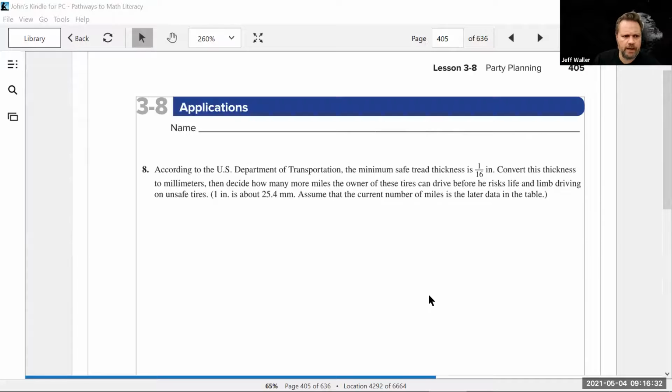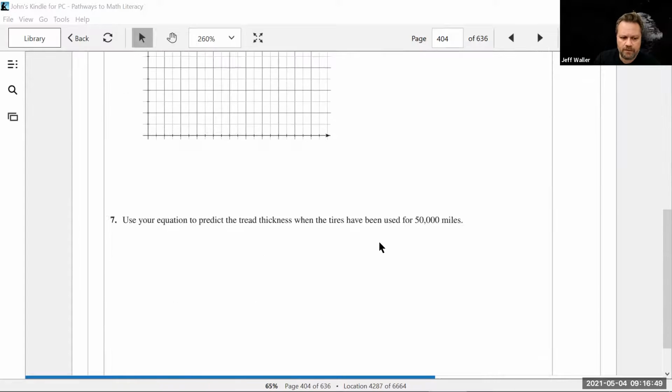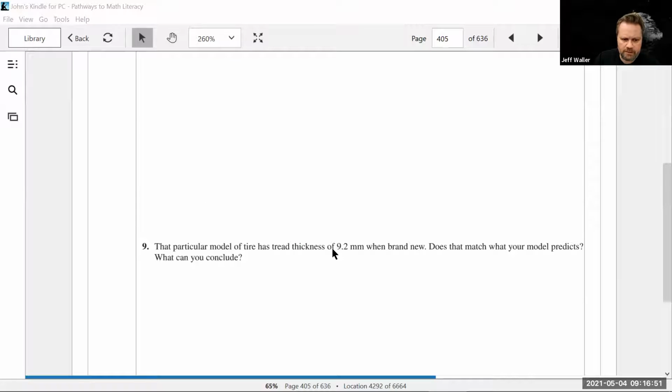So in number 5, you're going to figure out what the equation is for the line. You're going to figure out mx plus b, and b is the number that's in the y-intercept. And if it isn't 9.2, like it's supposed to be, then you can say, no, it doesn't match. Yeah, you got it, Ethan.